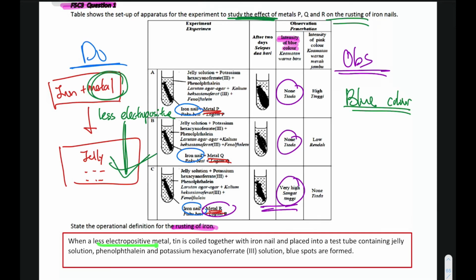So you see my answer. When a less electropositive metal is coiled together with an iron nail and placed into a test tube containing jelly solution, phenolphthalein, and potassium hexacyanoferrate(III) solution, this is what I do.